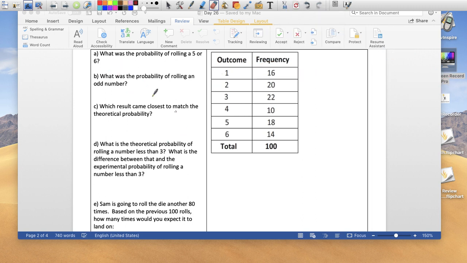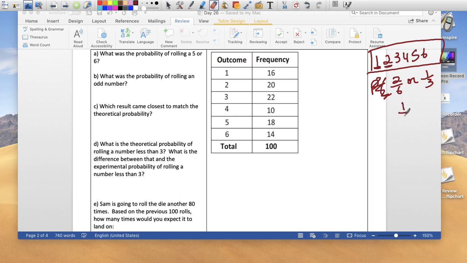What's the theoretical probability of rolling a number less than 3? So 1, 2, 3, 4, 5, 6. Here's my die. Before you roll it, and you were looking at this, and I asked you, what's the probability of rolling a number less than 3, which means 1 or 2? The probability of landing on 1 or 2 is going to be 2 out of 6, right? Or 1/3. The probability of landing on 1 or 2, theoretically, is 1/3. In my experiment, so this is my theoretical probability, 1/3.